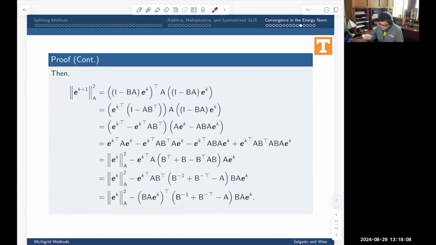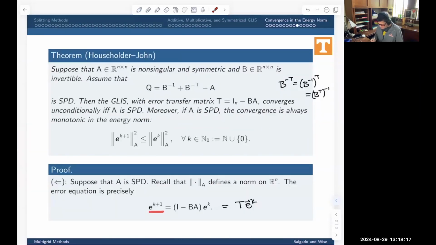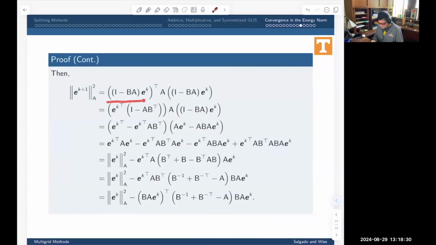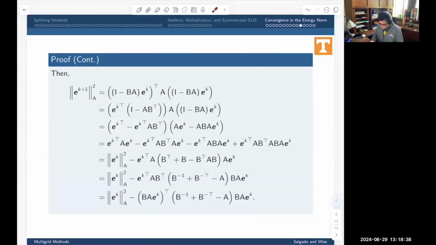What I'm going to do is calculate the A norm of e_{k+1}, and I'm going to square that. Well, the e_{k+1} A norm squared is just going to be this whole object. So what does that look like? Well, that's just exactly equal to this object right here. That is everything that you see here. That's the A norm squared.